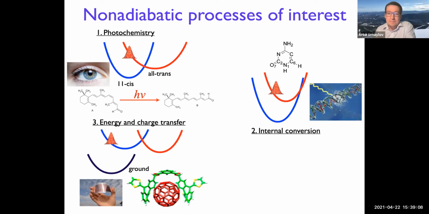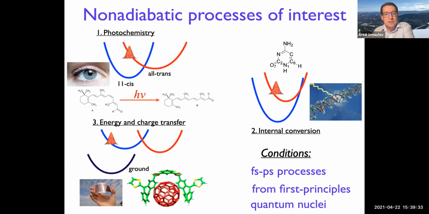And then we also know that too much light could be dangerous, and it turns out that non-adiabatic processes actually help us to avoid damage of our DNA from light. And we can use transitions between electronic states to harvest light energy from the sun and transfer it into a charge transfer so that we can use it in batteries.